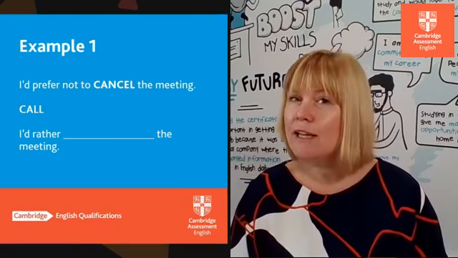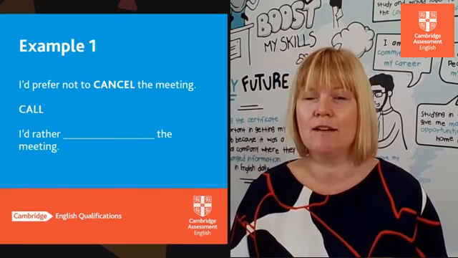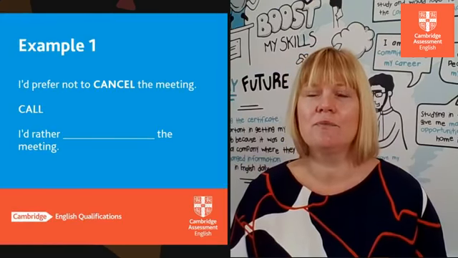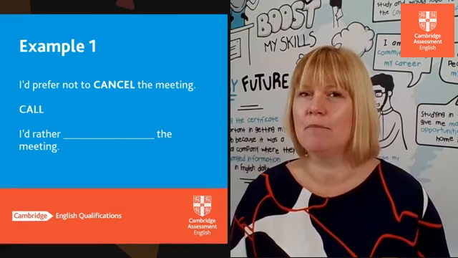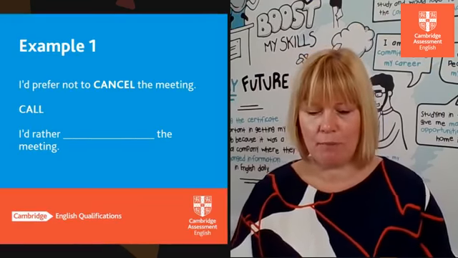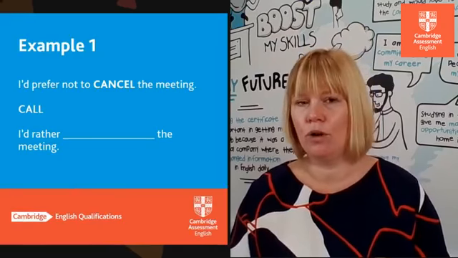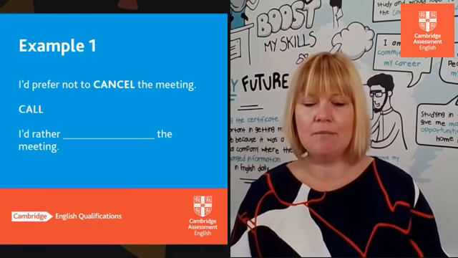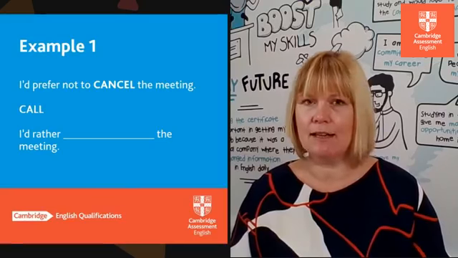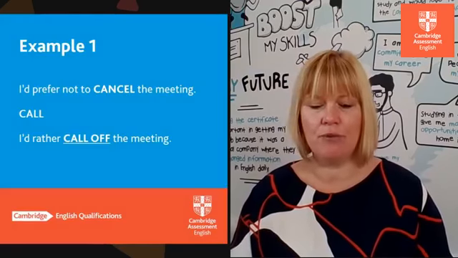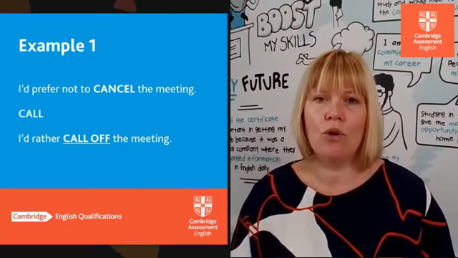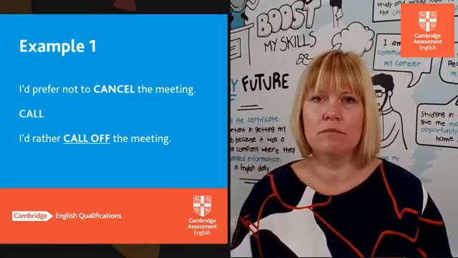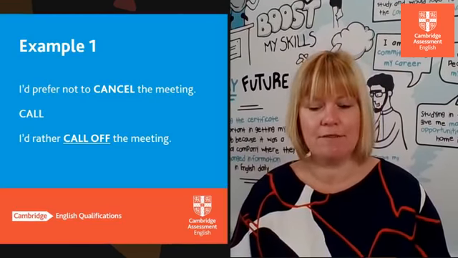Now, we have the word call. So to me, this looks like a fairly straightforward vocabulary test. Okay, if you know your phrasal verbs, you hopefully have already realized that call off is a phrasal verb that means the same as cancel. So how about we put call off in the gap? So let's read out those sentences again. I'd prefer not to cancel the meeting. I'd rather call off the meeting. Now, do those two sentences have the same meaning?